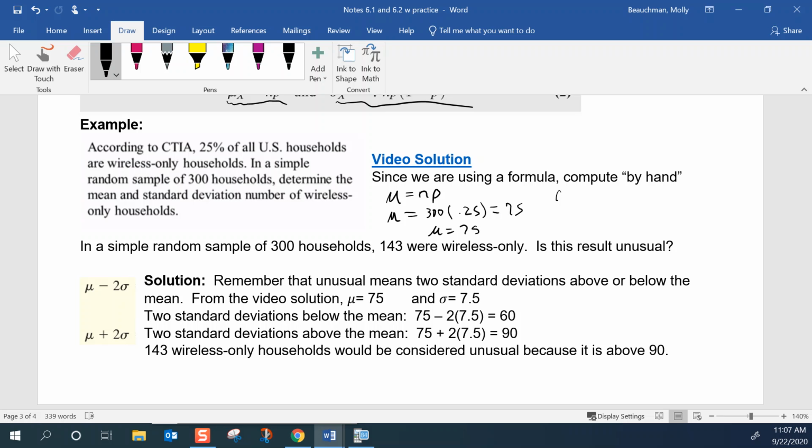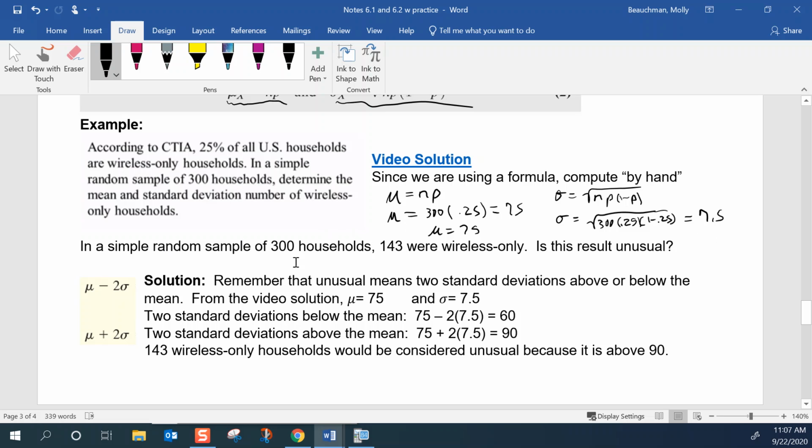The standard deviation is the square root of n times P times 1 minus P. So our standard deviation would be the square root of n, which is 300, times 0.25, times 1 minus 0.25. Throw that in the calculator, you'll end up with 7.5. And this is wireless only households, so the units of mean and standard deviation are the same as the units here. So that's how to find the mean and standard deviation.